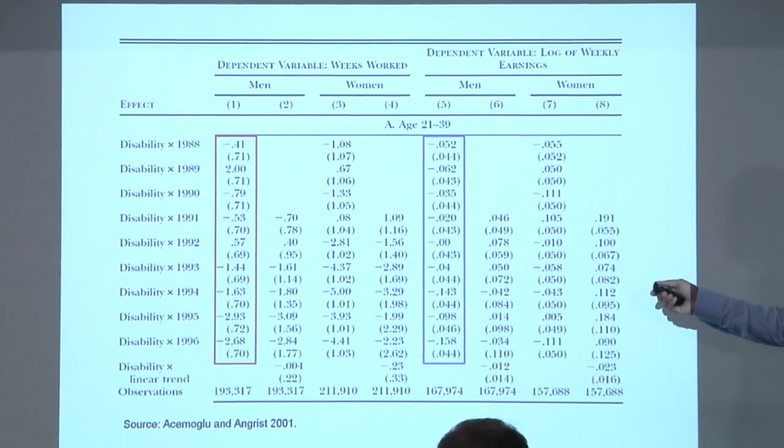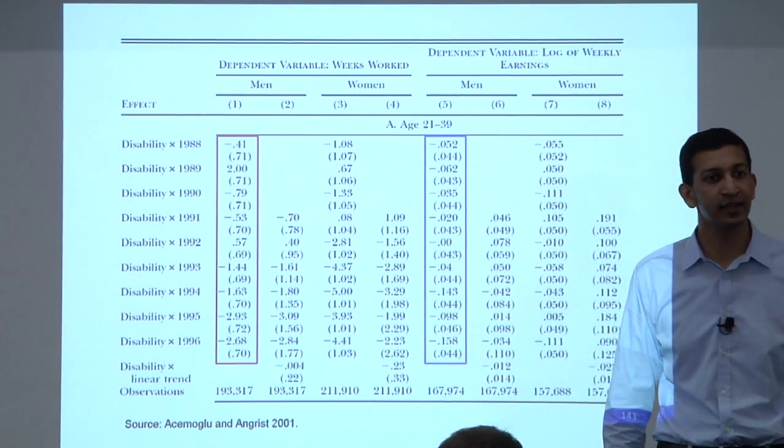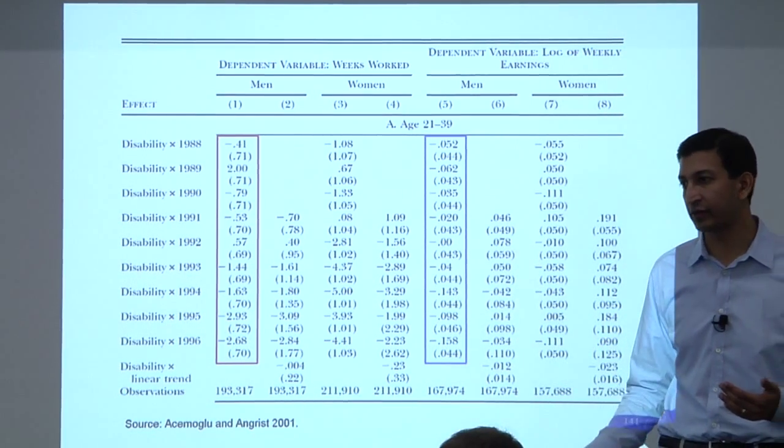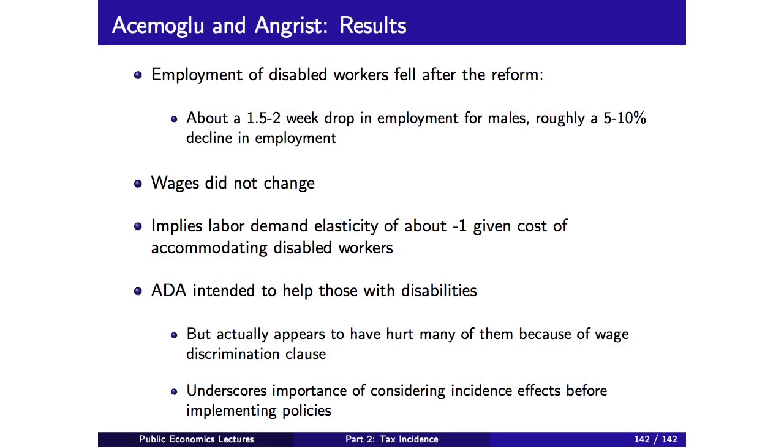And then this here is earnings, so total earnings. And we can see, again, because these workers are working fewer weeks, they're earning less once the regulations are put in place. So Acemoglu and Angrist estimate that there's about a 1.5 to 2 week drop in employment for males, roughly a 5 to 10% decline, right? Wages did not change. That is, employers appear to have adhered to the law. And so as a result, earnings fell significantly, right? And one of the things that the study implies is that the labor demand elasticity is about -1, given the cost of accommodating disabled workers.